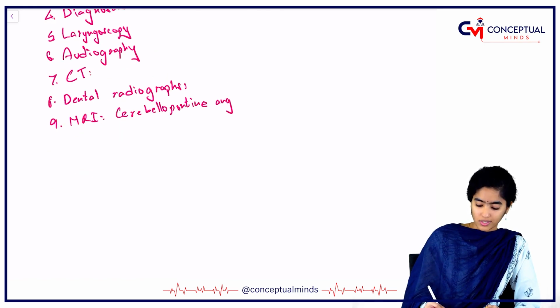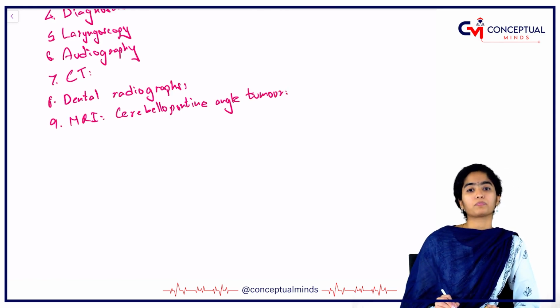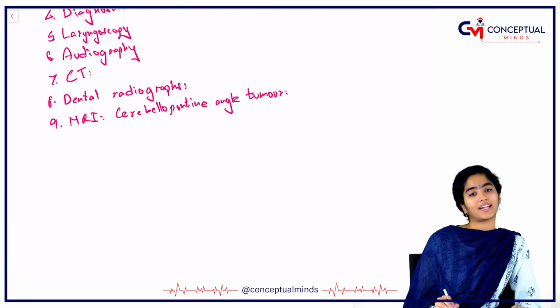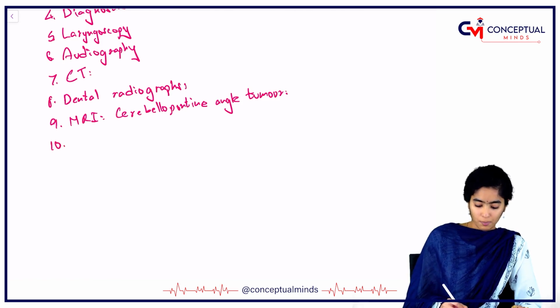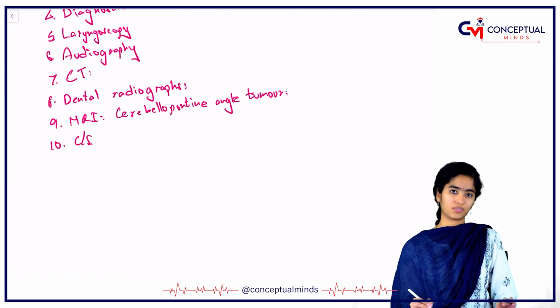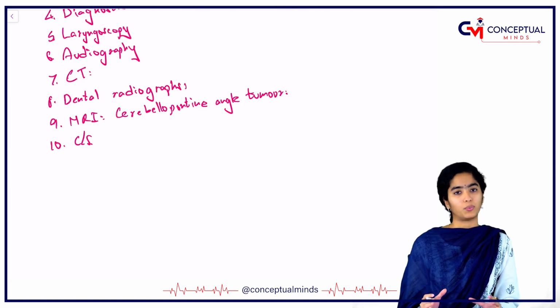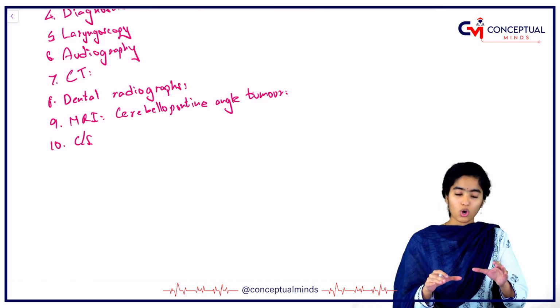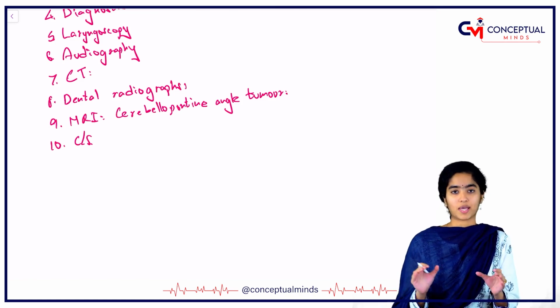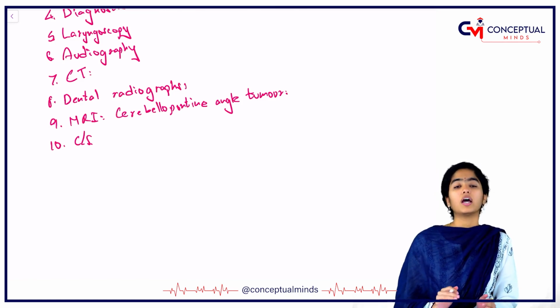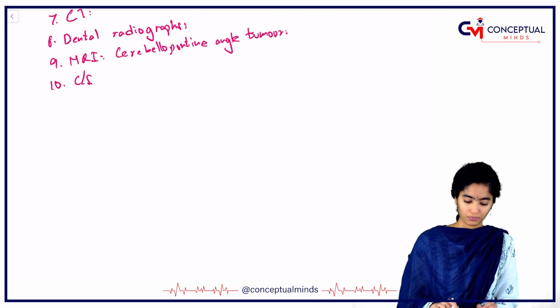cerebellopontine angle tumors. What is the most common tumor in the cerebellopontine angle? Acoustic neuroma. In case we are suspecting acoustic neuroma or any other intracranial tumor, an MRI is helpful. And if at all pus is present, culture and sensitivity of the pus or the other infectious fluid has to be done. So all these investigations need not be done in all the patients. Examination is a must. Relevant investigation has to be done based on your history and examination.